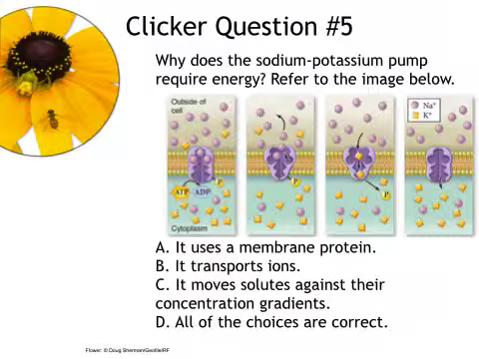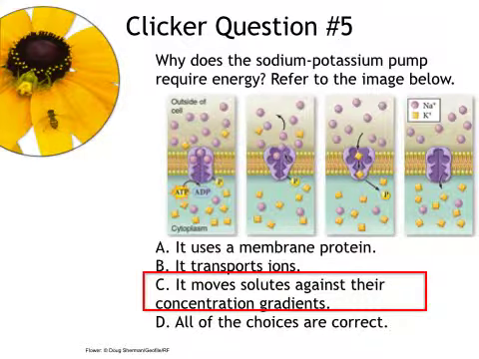So if you look at the third and the fourth panel, what it does then is it takes potassium, which are these yellow squares, from the outside of the cell, which has a low potassium concentration, to the inside of the cell, which has a high potassium concentration. So again, it's moving potassium against its concentration gradient. And you can see that it uses energy because in that first panel, it's using ATP to do this. So why does it require energy? Because it's moving these solutes, these molecules, against their concentration gradients.